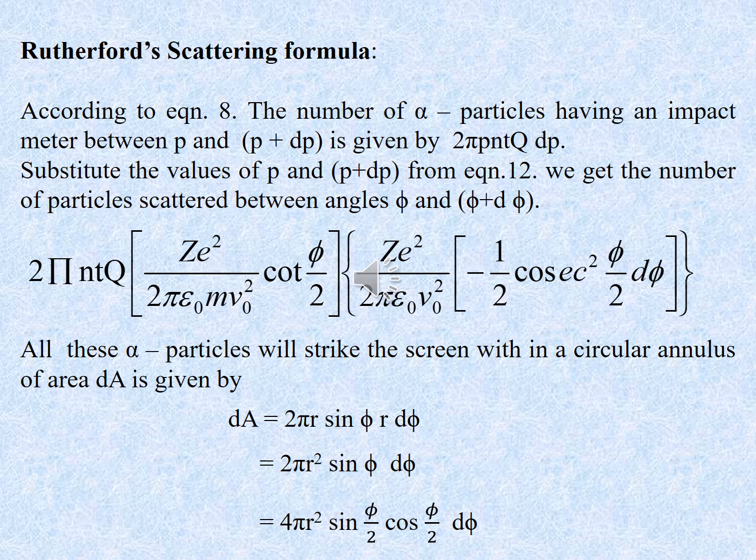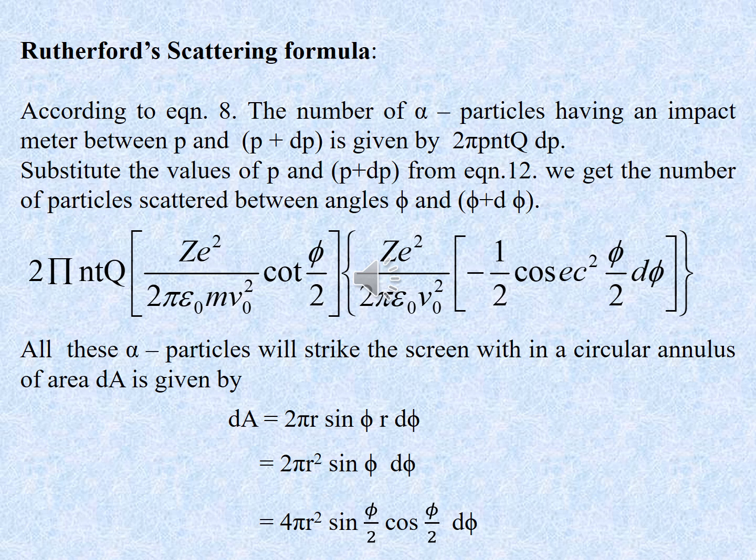According to equation 8, the number of alpha particles having an impact parameter between p and p plus dp is given by 2πp n t Q dp. Substituting these values in equation 12, we get the number of particles scattered between angles φ and φ plus dφ, that is 2π n t Q into Ze²/(2πε₀ m v₀²) cot φ/2 into Ze²/(2πε₀ v₀²) into minus half cosecant squared φ/2 dφ.